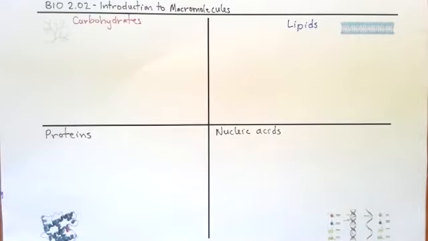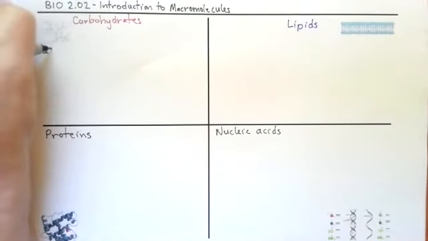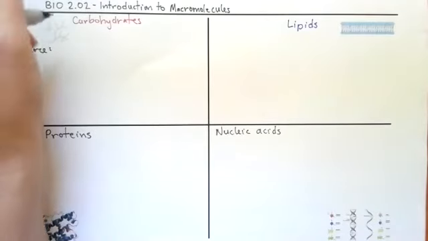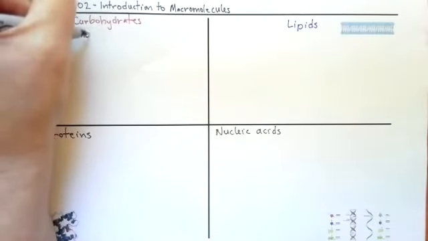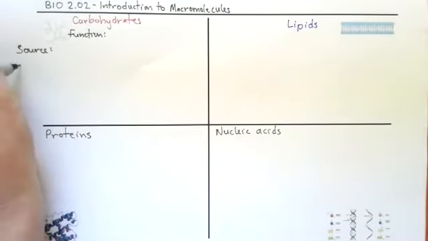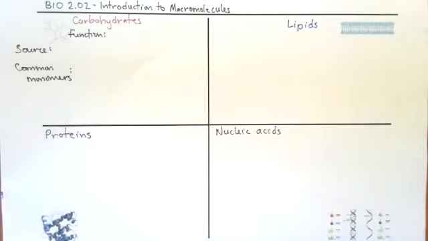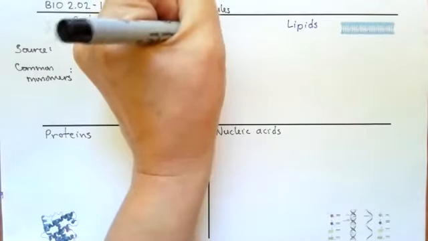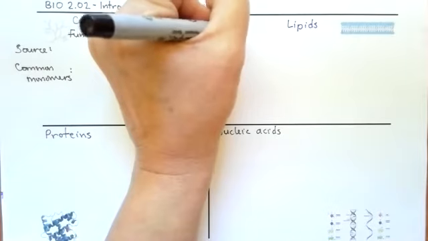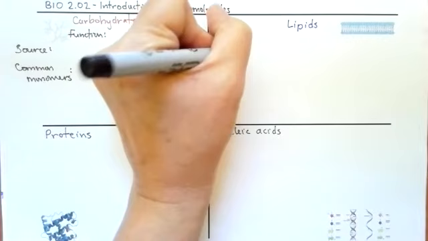Well, for each of these categories, we want to write down the source. We want to write down the function. And we want to write down the common monomers. And if we have other information, we'll write it below. So let's do function, source, monomers.